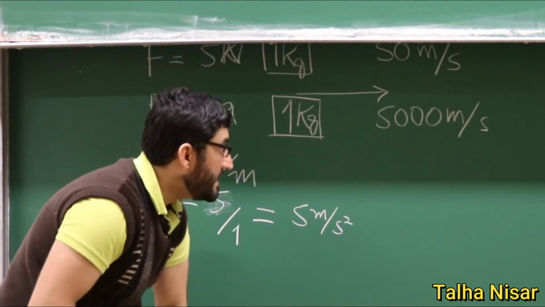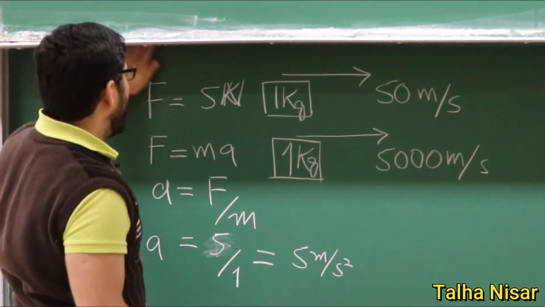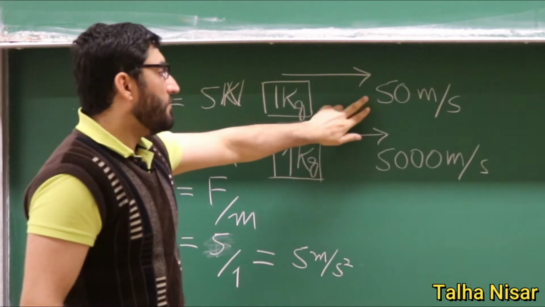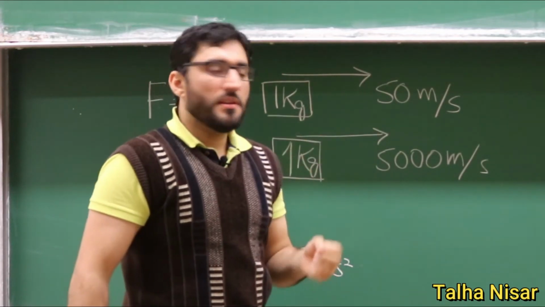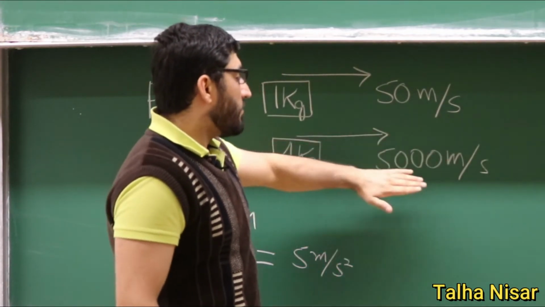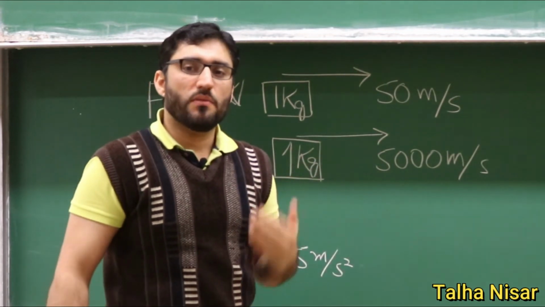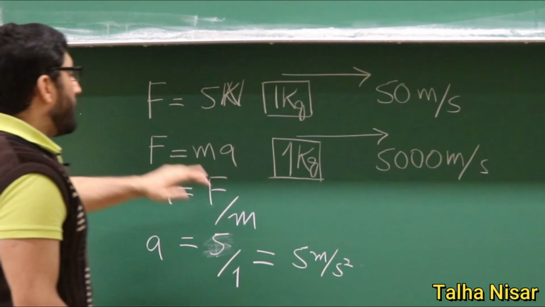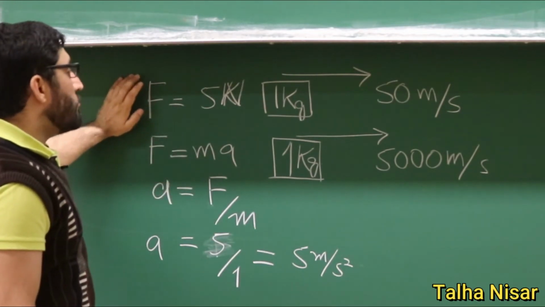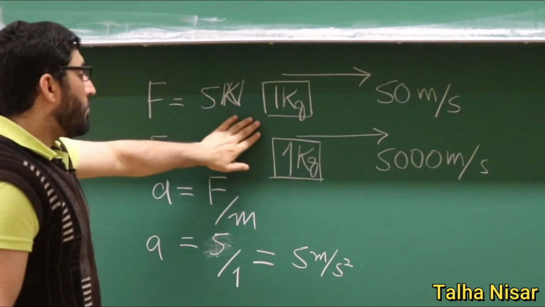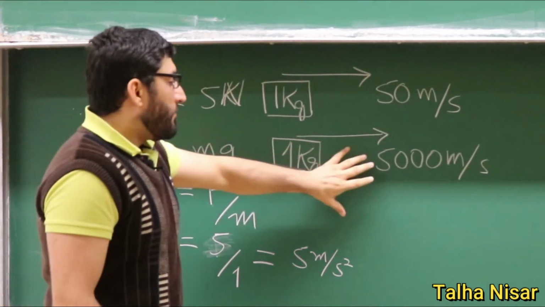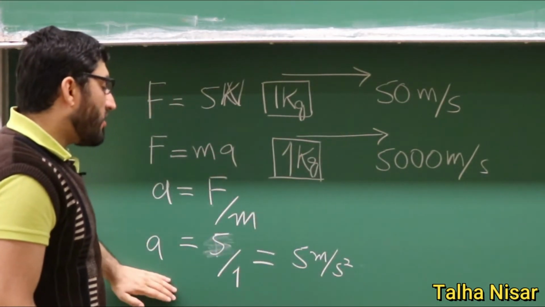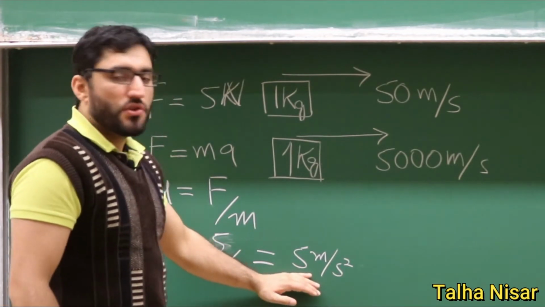So we can clearly see in this example that we have the same masses, but one was moving with 50 meters per second velocity, and the second one was moving with 5,000 meters per second velocity. But when we applied a force of 5 Newton on both of them, the force just ignored the velocity and it just caused an acceleration of 5 meters per second squared.